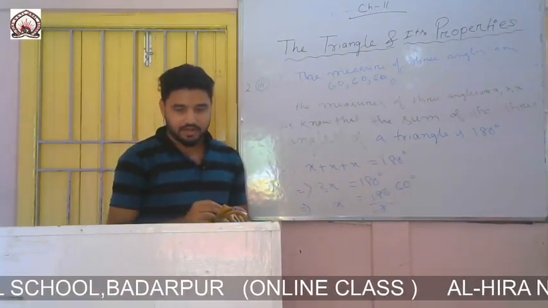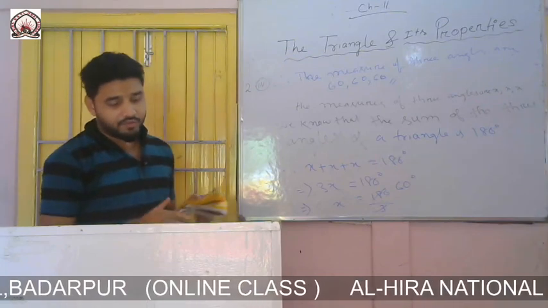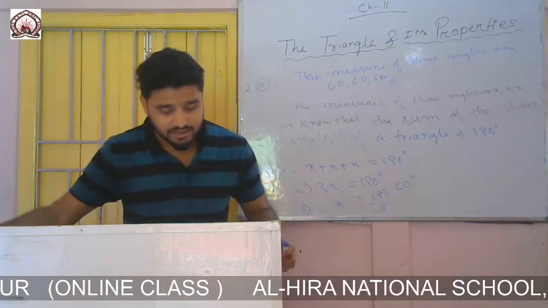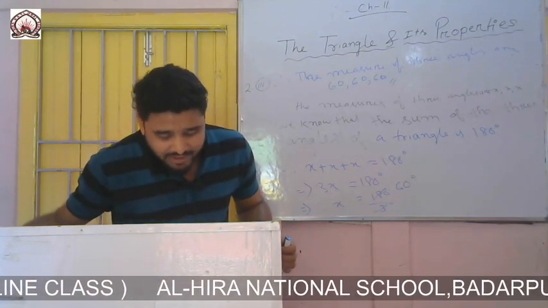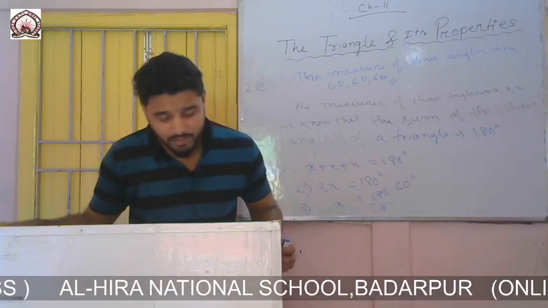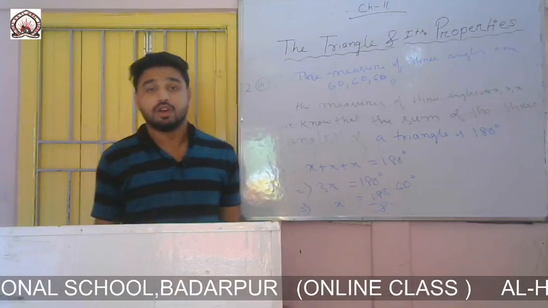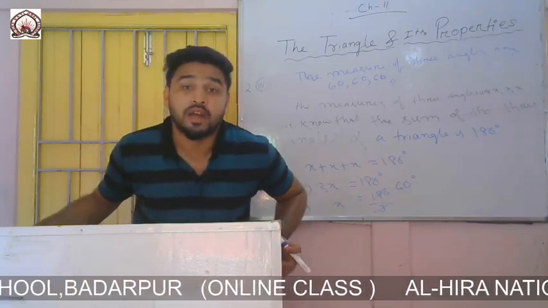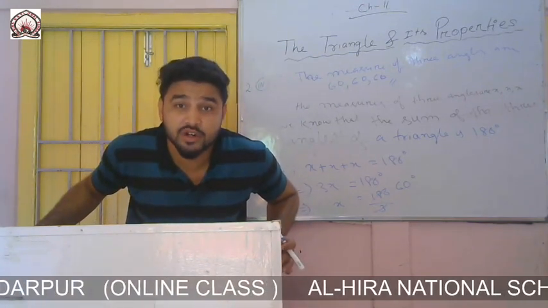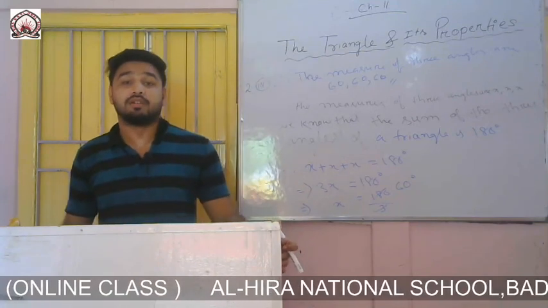That is your answer. Now come to question number 4. In question number 4, you see the measurements of the two interior angles are given. Then we have to find the exterior angle. So we can use the second property, that is the exterior angle property of a triangle.